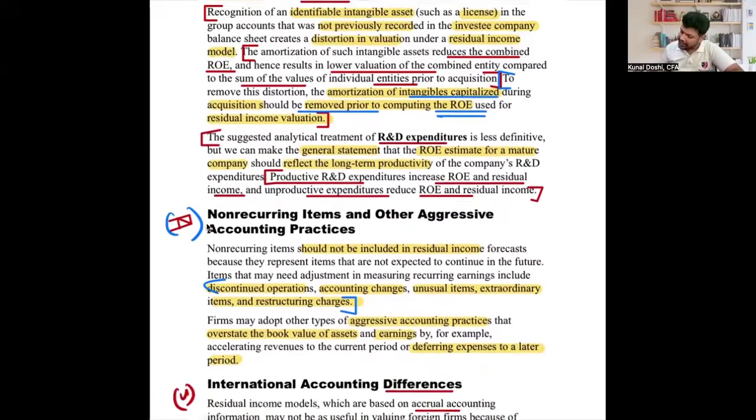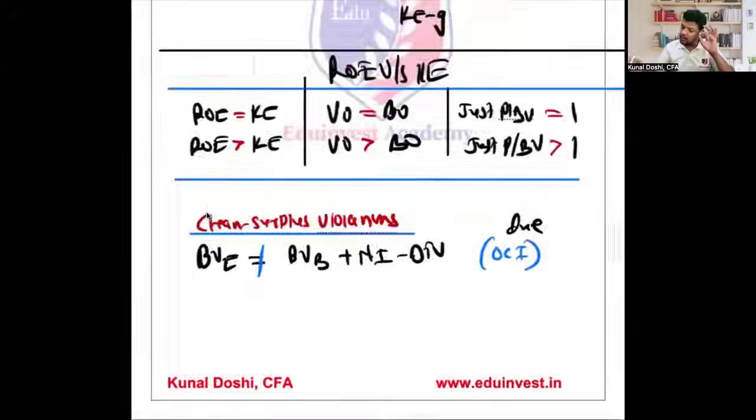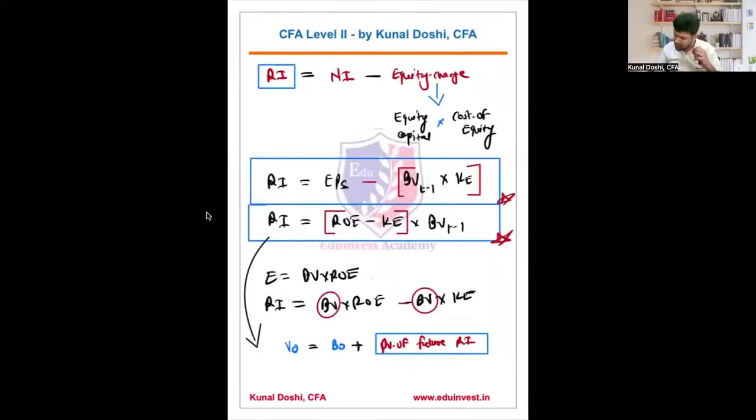Also, non-recurring items, we have already discussed that we might have to adjust for non-recurring items or any differences in IFRS and US GAAP. We need to adjust. That's the whole point of residual income. Again, a lot of adjustment because there is a lot of accounting information.